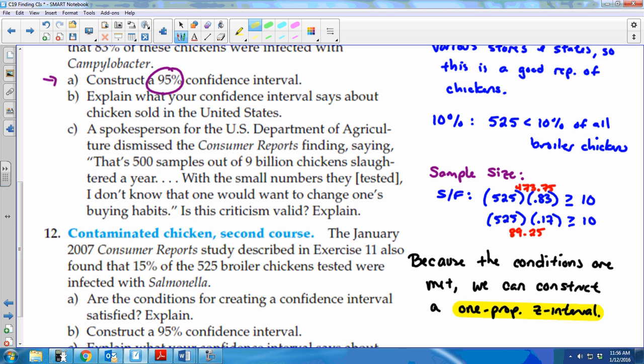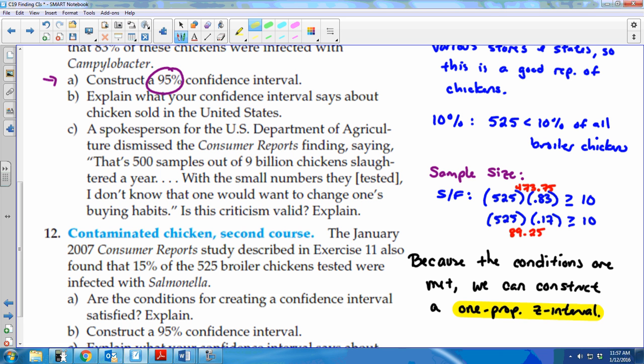Yes, so if the conditions are met, you say because the conditions are not met, we cannot construct an interval, we cannot complete a hypothesis test, we cannot do whatever. Okay? Perfect. So you're already in the habit. We need to always state what we're going to do. All right, so that is step one to doing a confidence interval, checking your conditions.